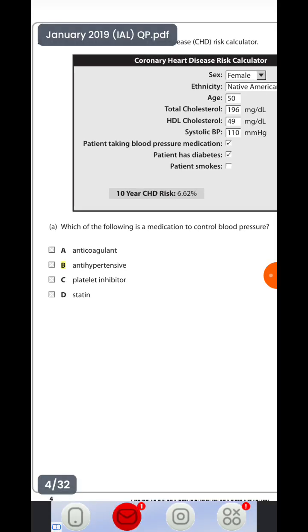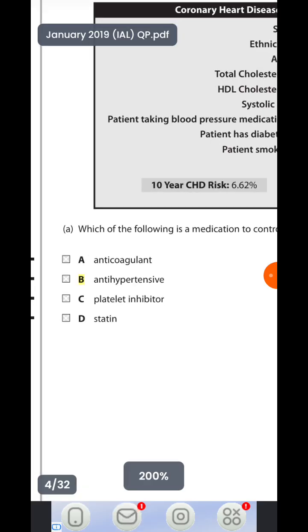Part A, which of the following is a medication to control blood pressure? So for high blood pressure, in Edexcel, the advanced word is hypertensive. So if you're having high blood pressure, then it's said you're hypertensive. So here, the answer is antihypertensive. Okay, so it's B.